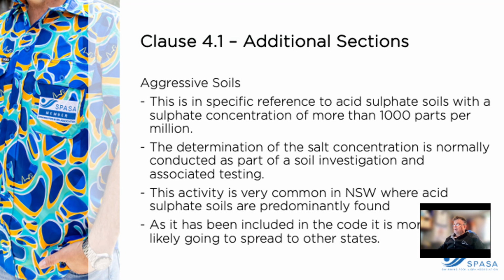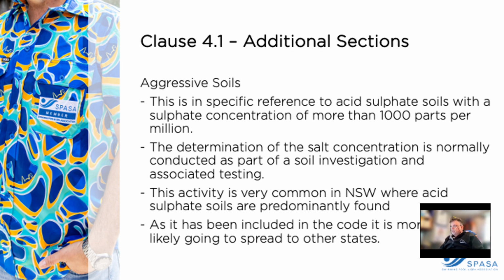Right, additional sections as well. Aggressive soils. There is a specific reference to acid sulfate soils, with a sulfate concentration of more than 1,000 parts per million. The determination of the salt concentration is normally conducted as part of the soil investigation and associated testing. This is actually very common in New South Wales, and it's done on most soil reports. And it is where most of the acid sulfate soils have been found in the past.